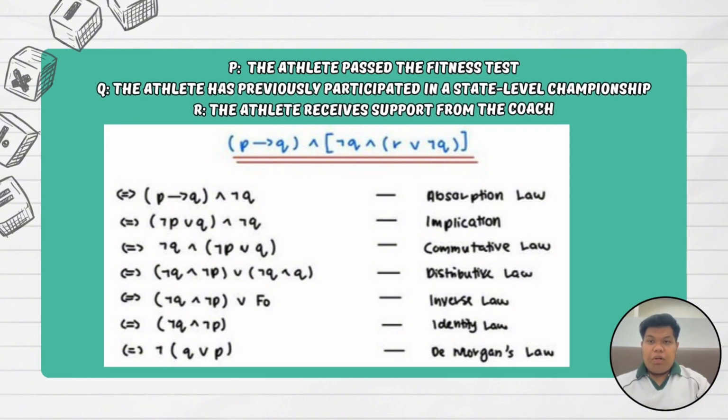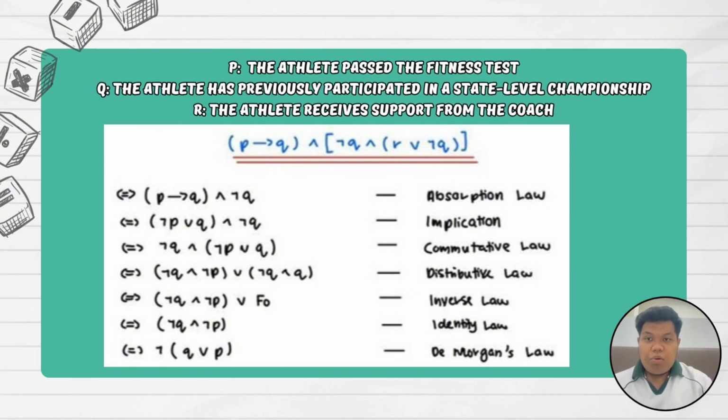Moving on to the next question. Now our question is P implies Q and not Q and R or not Q. First things first, we use the absorption law so that the right side of the equation will only be left with not Q. So now our equation is P implies Q and not Q. After that, we use implication since we have implies. So now we're only left with not P or Q and not Q. After that, we use the commutative law to rearrange the equation. So now we have not Q and not P or Q.